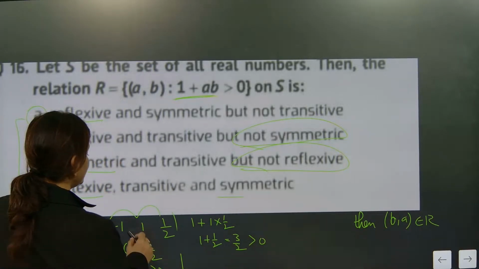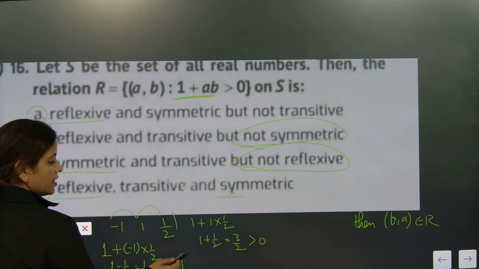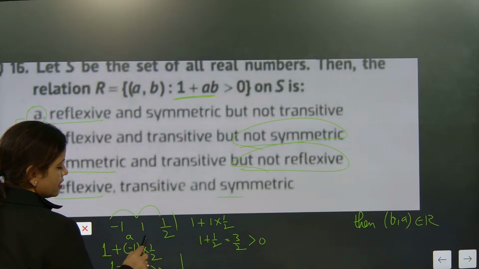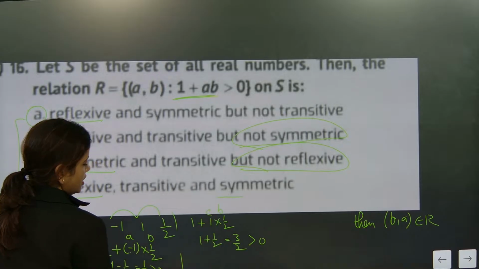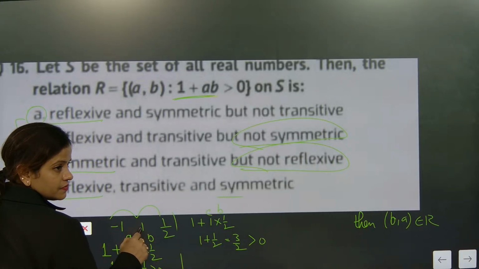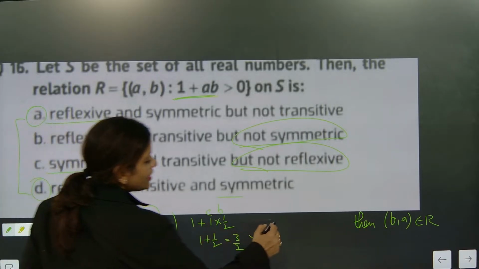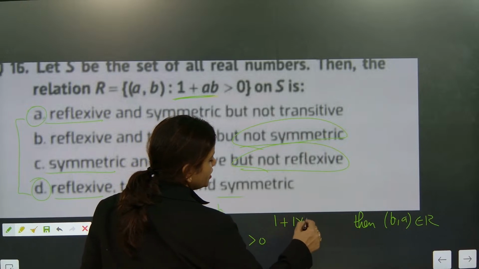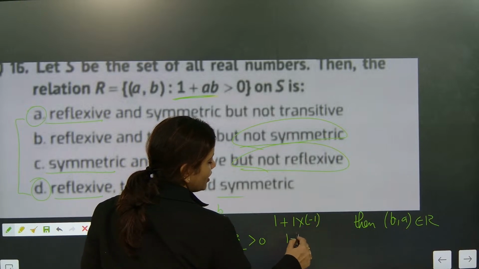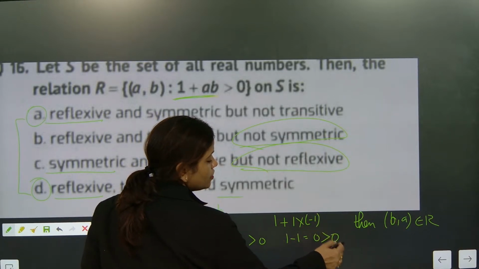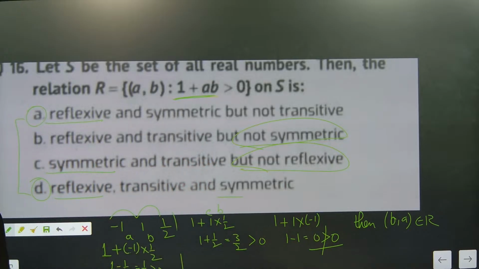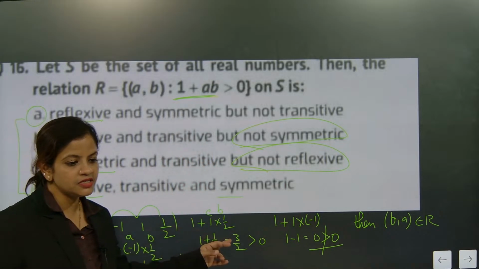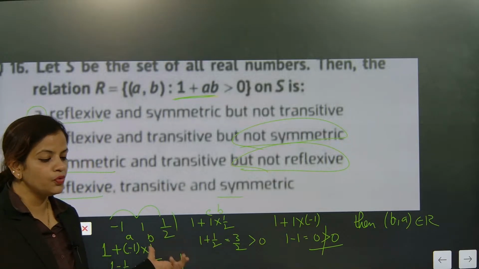Now we will do one thing. First we took A, B. Then we took B, C. Now can I take A and B? You are understanding? Now this time we will write 1 plus 1 into minus 1. It is coming 1 minus 1 is equal to 0. 0 cannot be greater than 0. Is it transitive? By taking only three elements, see, this question they will give for proof also.